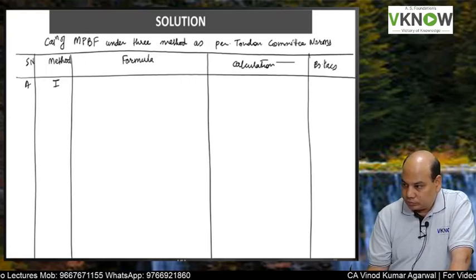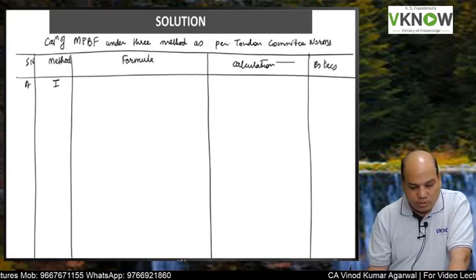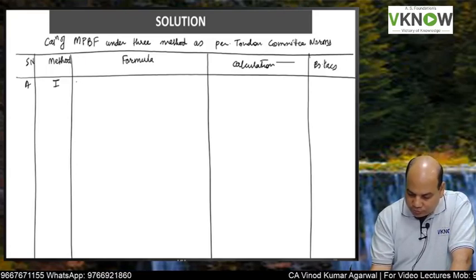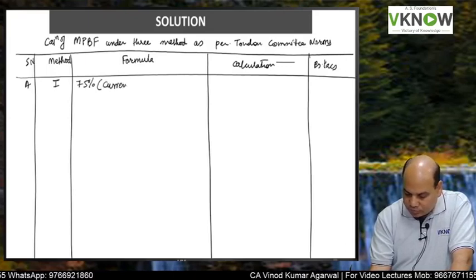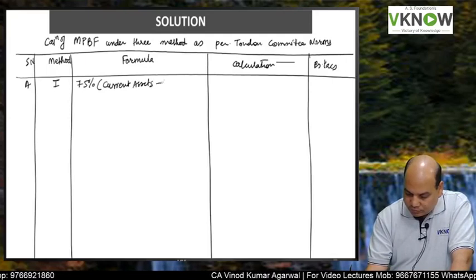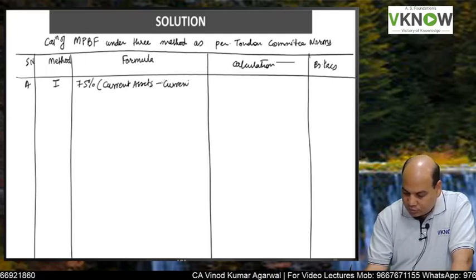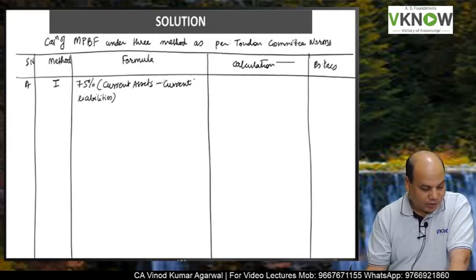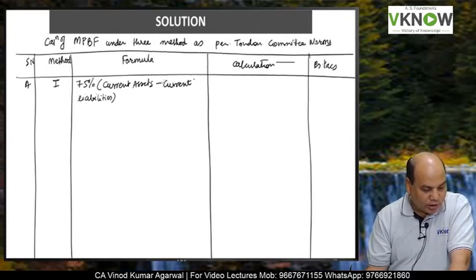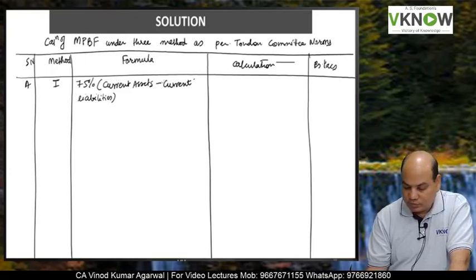So, what is the full form of MPBF? Homework. Find out in the homework. So the formula is 75% of. One student is asking what is the full form of MPBF. Whole chapter is over and you are asking it now. Maximum permissible bank finance. It's written in the question also. Calculate the maximum permissible bank finance.